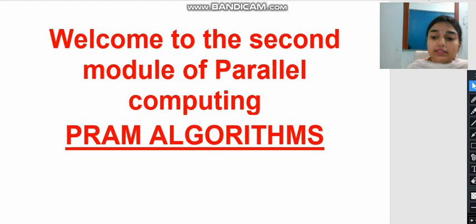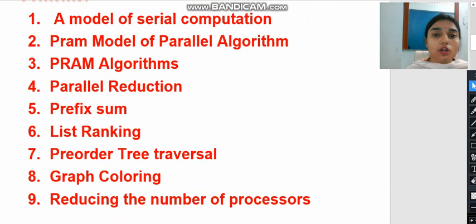Now in the second module we are going to cover a model of serial computation, the PRAM model of parallel algorithms, and the algorithms. We will learn about the basic components of a parallel computer. So we have to design an algorithm so that the algorithm can execute on this parallel machine. If we execute the same sequential algorithm on the parallel machine, it will behave as a sequential computer.